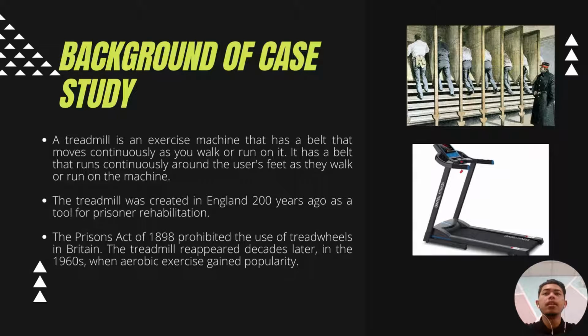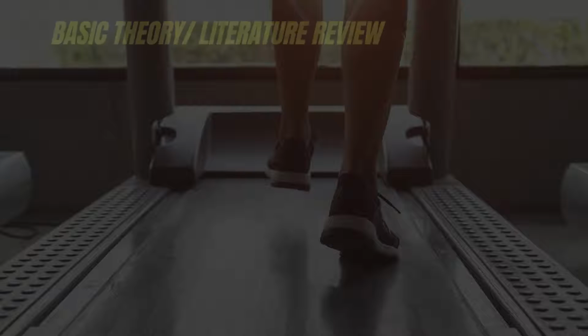For the background of the case study, a treadmill is an exercise machine that has a belt that moves continuously as you walk or run on it. It has a belt that runs continuously around the user's feet as they walk or run on the machine. The treadmill was created in England 200 years ago as a tool for prisoner rehabilitation. The Prisons Act of 1898 prohibited the use of treadmills in Britain. The treadmill reappeared decades later in the 1960s when aerobic exercise gained popularity.